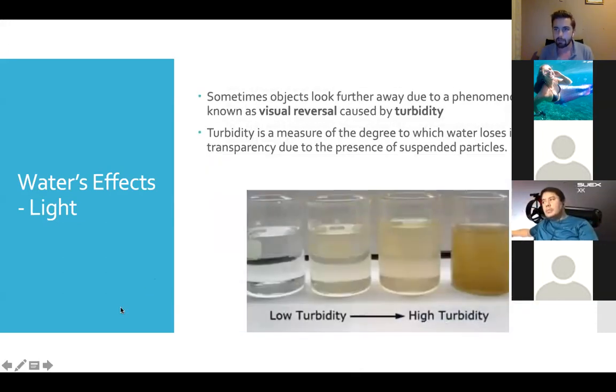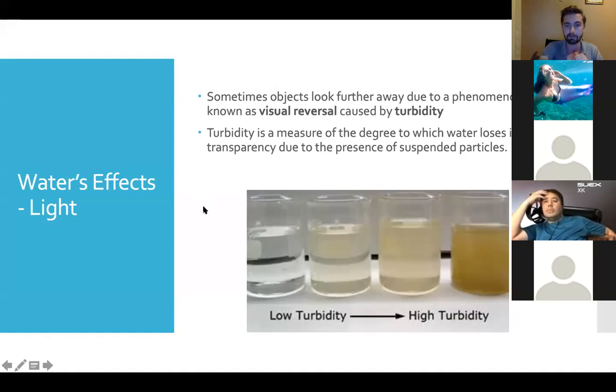So we've talked about the magnification that's going to happen due to refraction, but sometimes the opposite is going to happen. And there's a phenomenon that we call visual reversal, where because our eyes are having trouble focusing, something that's actually fairly close to us might look much farther away. And for any of you that are tuning in that were diving here with us in Koh Tao in January, you know exactly what that looks like.